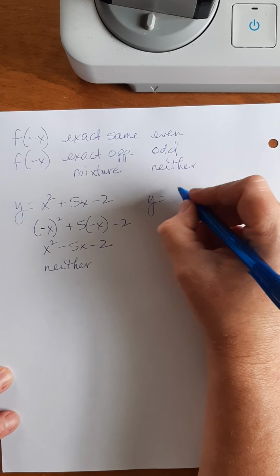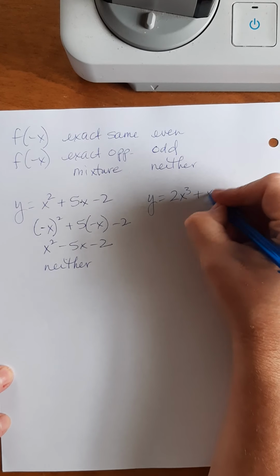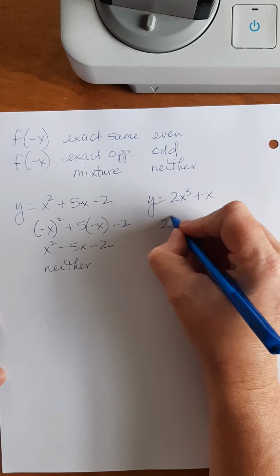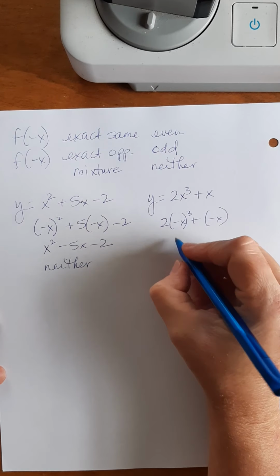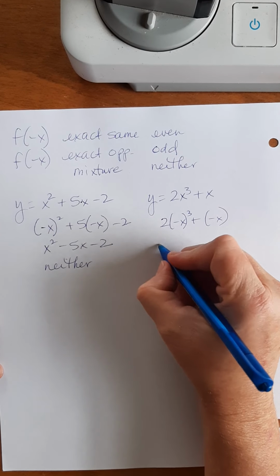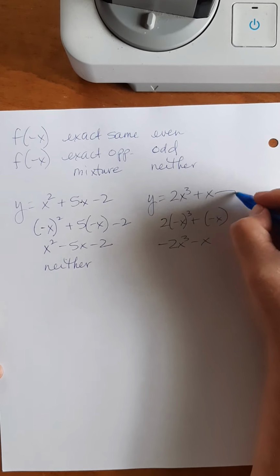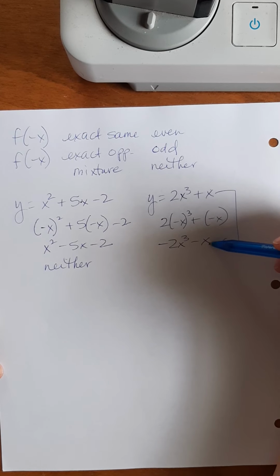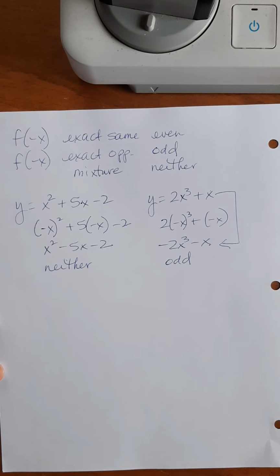All right, let's say if I did 2x cubed plus x. Plug in negative x. So negative odd power, so it's going to keep the negative: negative 2x cubed minus x. Compare it. It's the exact opposite, so that means it's odd.